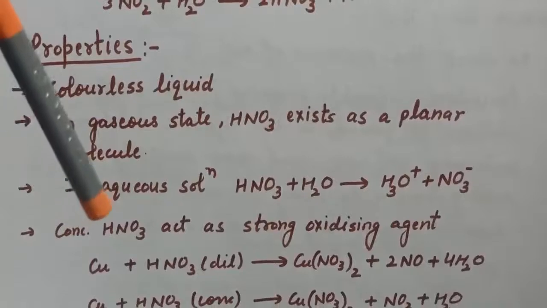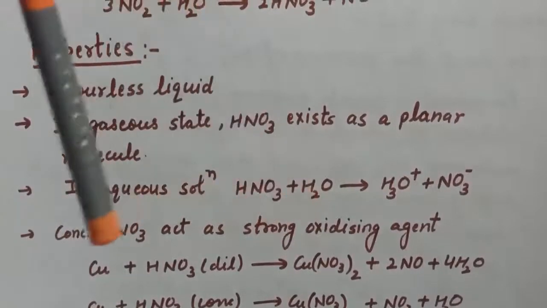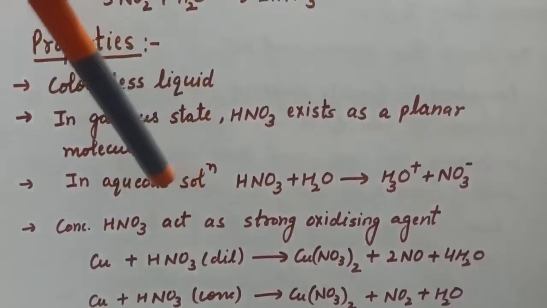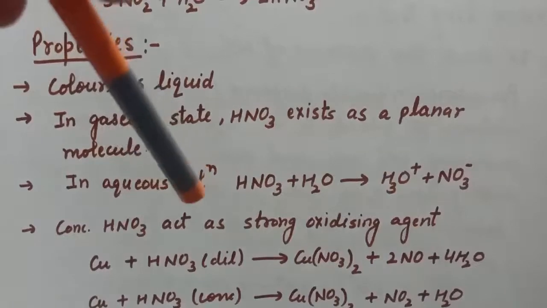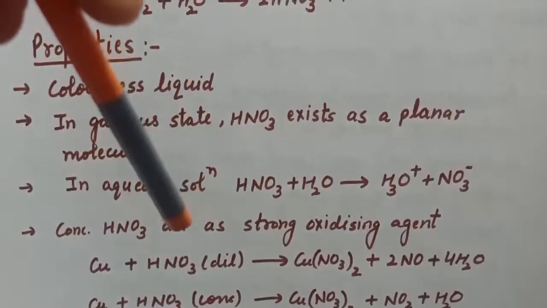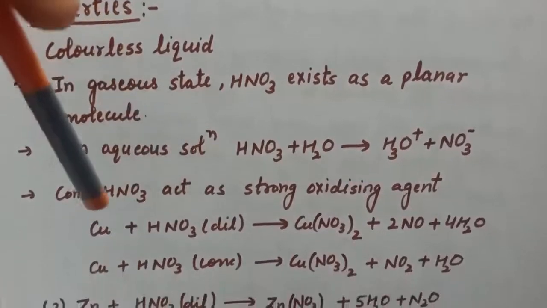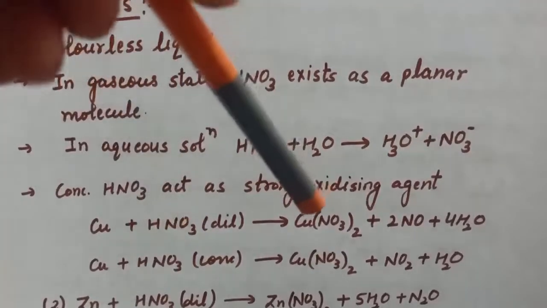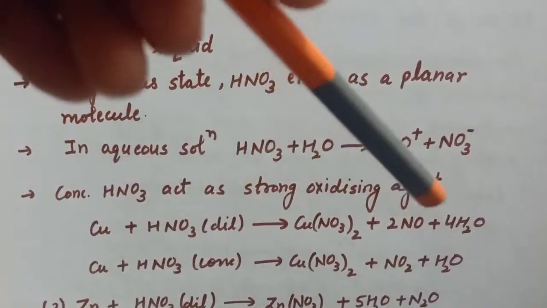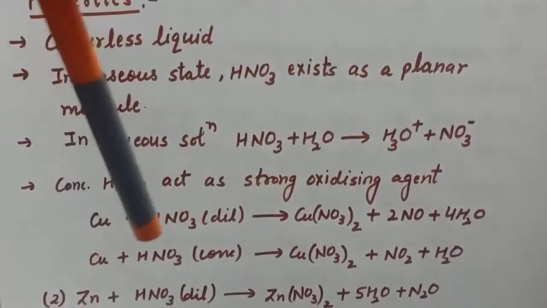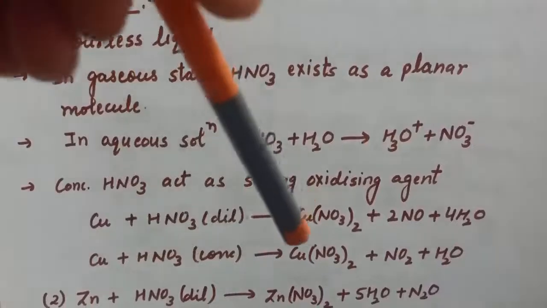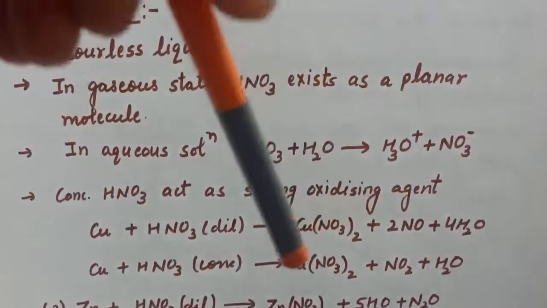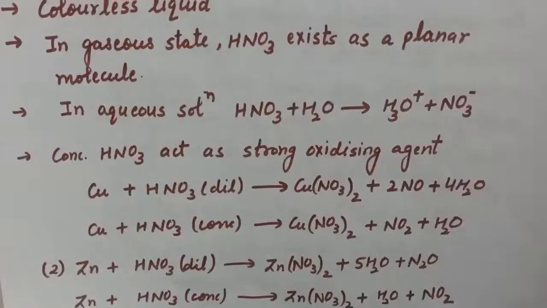Next property is concentrated HNO3 acts as a strong oxidizing agent, and the product of oxidation depends on the concentration of the acid, temperature, and the nature of material undergoing oxidation. Now here we have copper. Now when we treat copper with dilute HNO3, copper nitrate will form, but nitrogen monoxide will be released. But when we take copper with concentrated HNO3, again the copper nitrate will form, but here nitrogen dioxide is forming. So depending upon the concentration, product will be different.